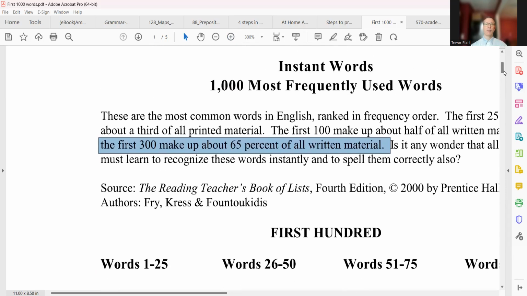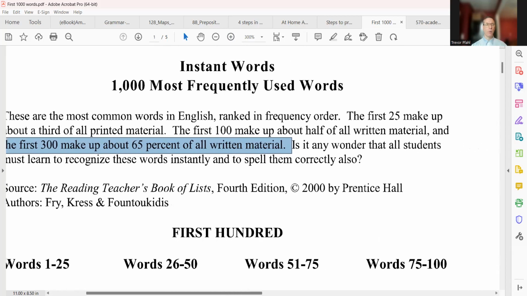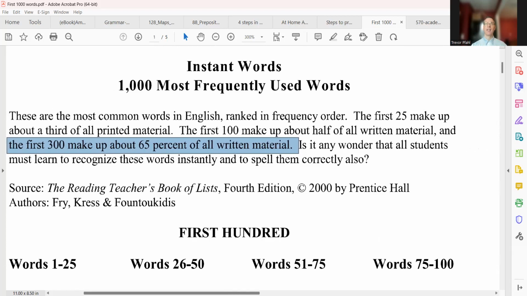What I often find is students struggle with very common words in spelling. So step one is to look at this list. And for many of you watching this, you'll find that this list seems too easy, but you're not trying to memorize new words with this list. You're just identifying words that are commonly used in English and making sure you know the meaning of them and how to spell them. As you can see in the highlighted part, the first 300 of these 1,000 make up about 65% of all written material. So you're going to be seeing these words over and over.